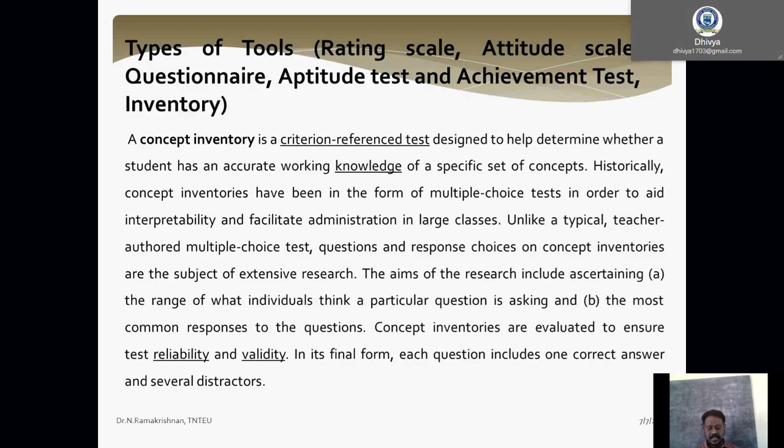And after which, if you are conducting a test, that should be a criterion reference test. In order to be very simple, the criteria the teacher uses in a test is known as criterion reference test. Suppose you are going and stitching your clothes in a tailor shop, that is known as criterion reference test. The tailor is measuring you and stitching clothes for you, that is criterion reference.